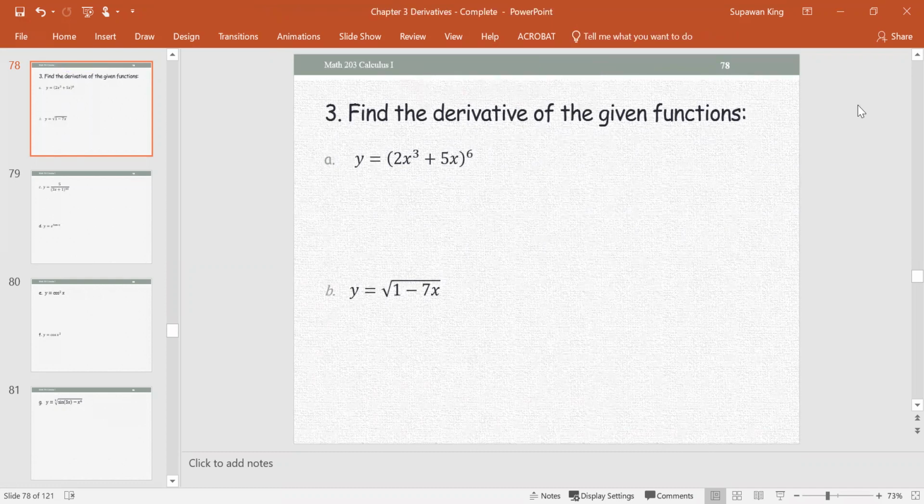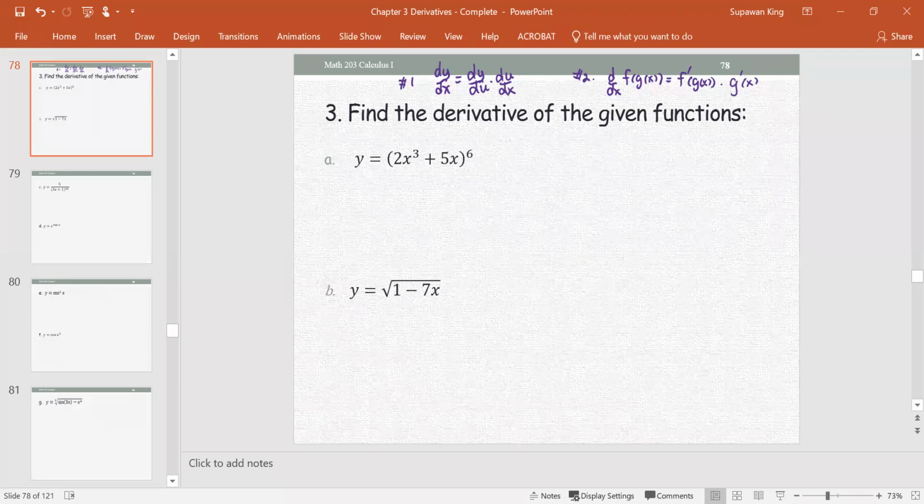Example 3. Find the derivative of the given functions. For the chain rule, we could use either version 1 or version 2 of the derivative. Version 1 is dy by dx equals the product of the derivative of y with respect to u and the derivative of u with respect to x, where u is the inner function. Version 2 says the derivative of the composite function f of g is the derivative of the function f with g of x as input, multiplied by the derivative of g of x, the inner function derivative.